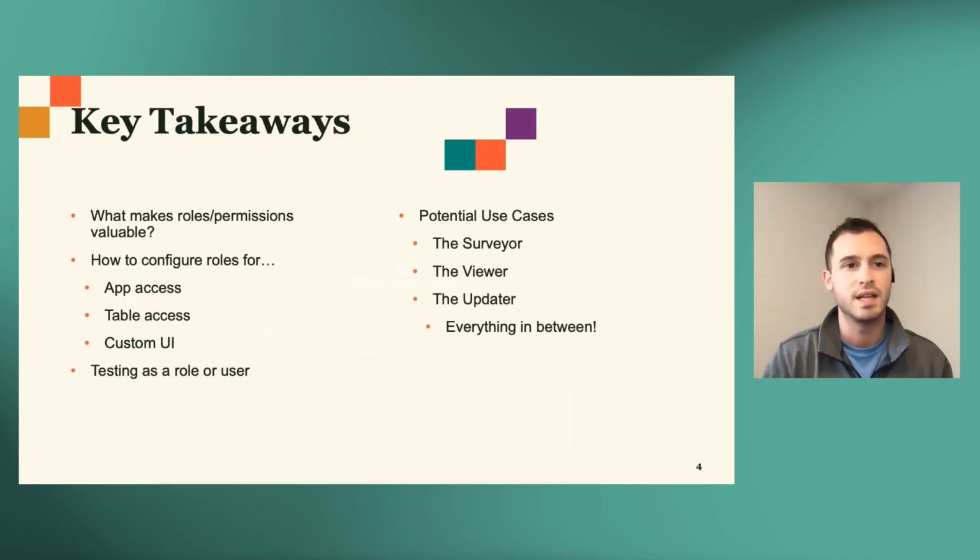So key takeaways for today. We'll want to understand really what makes roles and permissions so valuable. We'll learn how to configure roles for app access, table access, custom UI, and then at the end of that, you'll be able to test as a role or a user to understand exactly how your roles are actually functioning. And we'll also cover a few potential use cases that I'm calling the surveyor or an add record only type role, a viewer, of course, just viewing that data, and then an updater. So just being able to update records. And then we'll be able to tie all that together with everything in between.